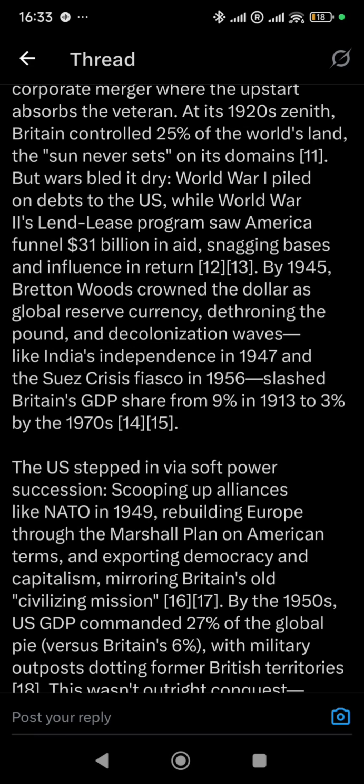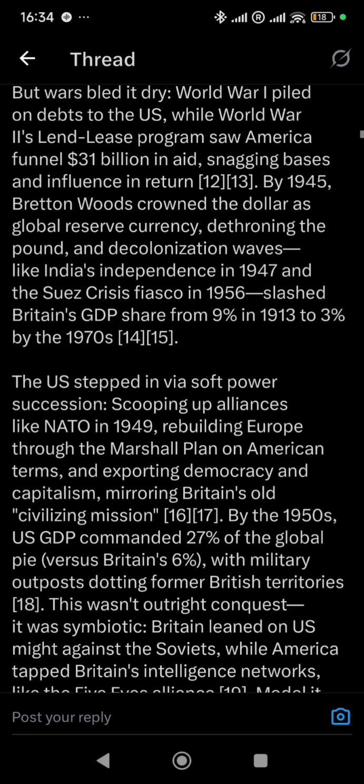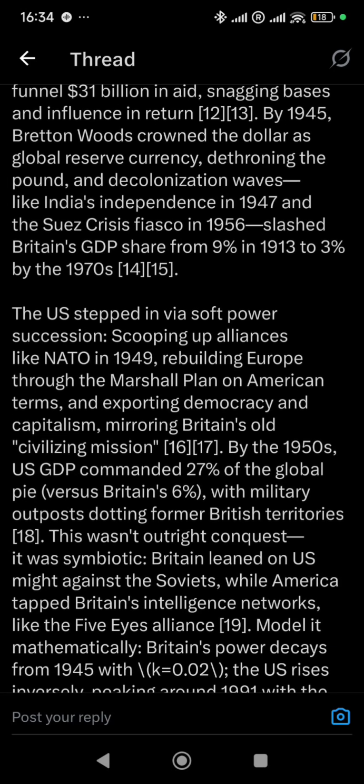References 12 and 13. By 1945, Bretton Woods crowned the dollar as the global reserve currency, dethroning the pound, and decolonization waves like India's independence in 1947 and the Suez Crisis fiasco in 1956 slashed Britain's GDP share from 9% in 1913 to 3% by the 1970s.